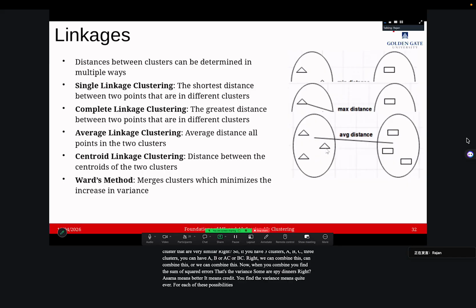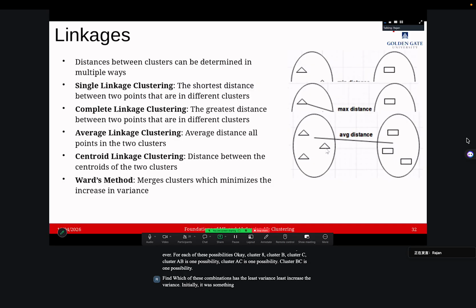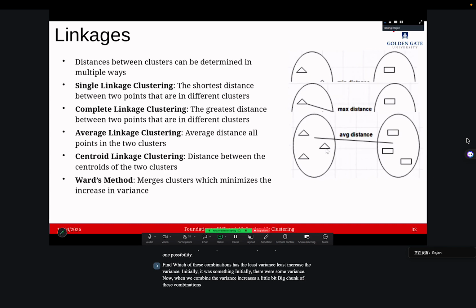Cluster A, cluster B, cluster C. Cluster AB is one possibility. Cluster AC is one possibility. Cluster BC is one possibility. Find which of these combinations has the least increase in the variance. Initially, there was some variance. Now, when we combine, the variance increases a little bit. Which of these combinations increases by the lowest number? Use that.